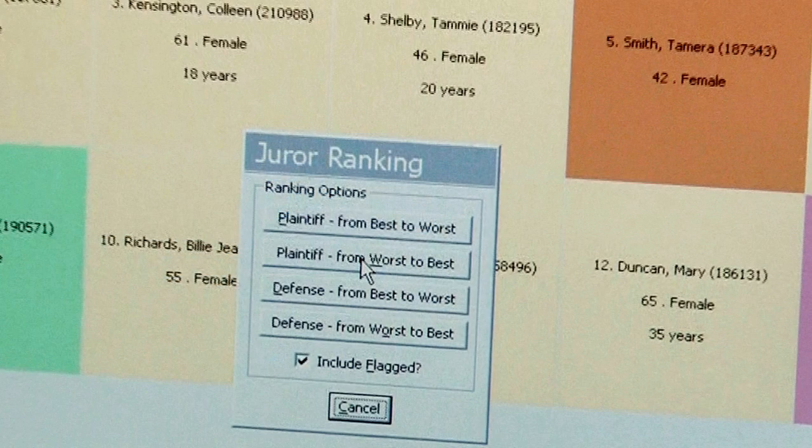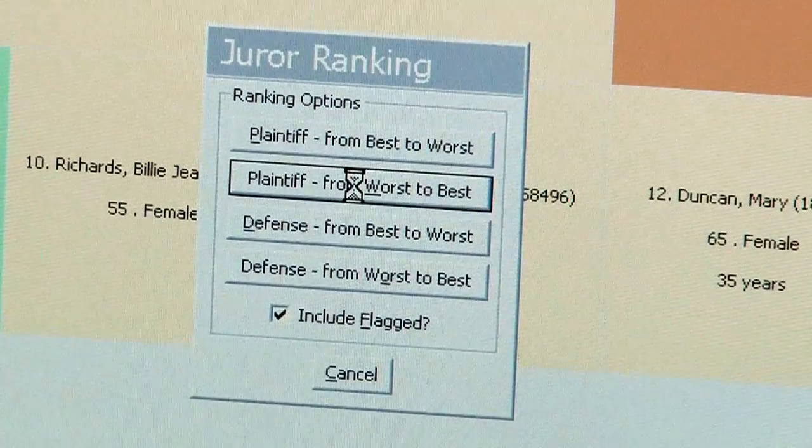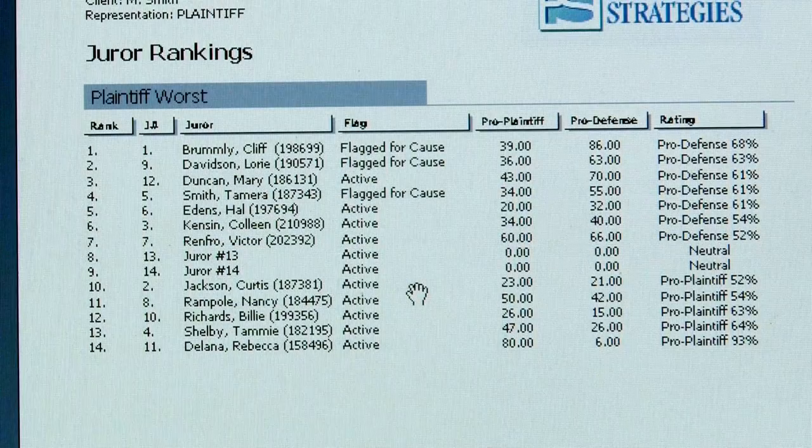Based on the questions you create and the weights that you give to each question, then you can produce a ranking from the perspective of your own individual case. In this case, from the plaintiff's perspective, let's see the worst to best jurors. And that takes the answers that the jurors have given, applies the weight that you have given to each question, and then can tell you how each potential juror fares from a scale of pro-defense 100% to pro-plaintiff 100%.